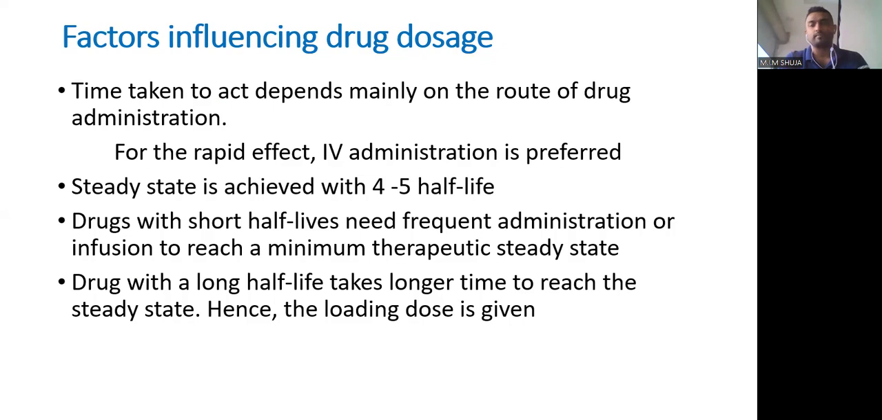I have explained. Drugs with a short half-life need frequent administration or infusion to reach the minimum therapeutic steady state. Because if it's a short T-half, the concentration in the blood comes down quickly. So you have to give more frequently. Drugs with a long half-life take longer to reach the steady state. So you have to wait till 5 T-half. So you can't wait, you have to give the loading dose.